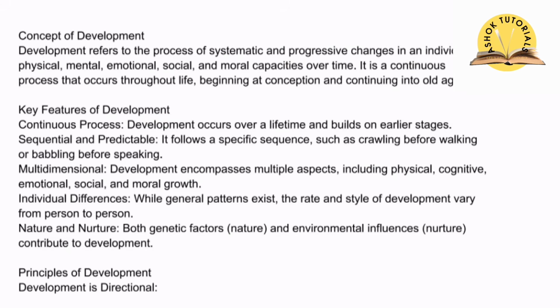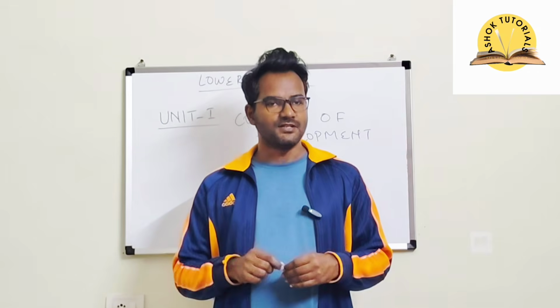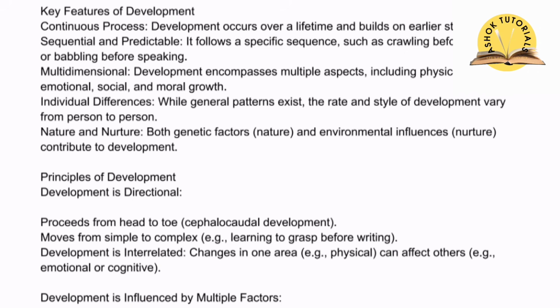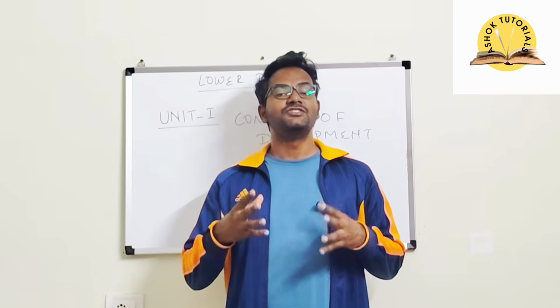Key features of development. Key features include many subtopics. First we have continuous process. As I told you, development is a continuous process, so development occurs over a lifetime and builds on earlier stages. This is a very important point, my dear friends, as I'm repeating on and on, that development is a continuous process. Sequential and predictable. It follows a specific sequence, such as crawling before walking or babbling before speaking. Now, this development is a predictive and sequential process.